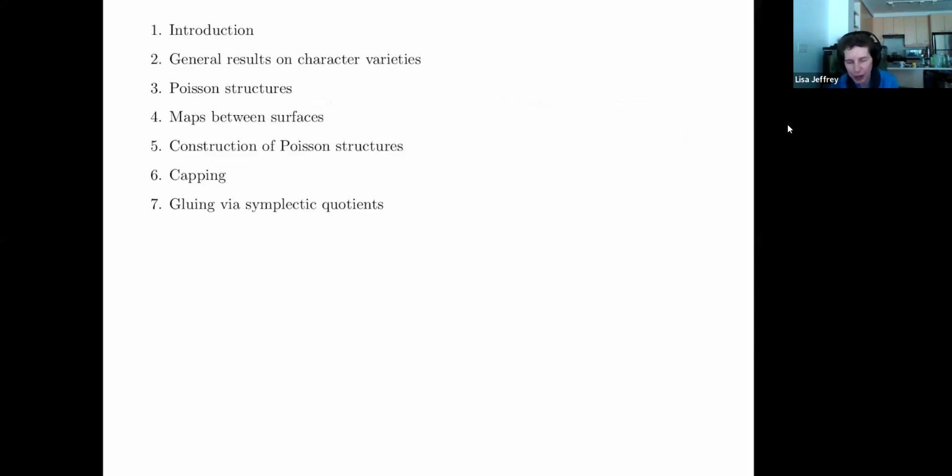So here is the plan. We will talk about character varieties, Poisson structures, maps between surfaces, construction of Poisson structures, and tapping and gluing.